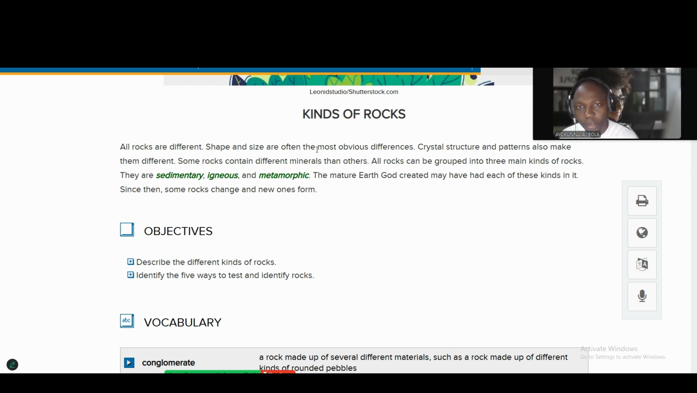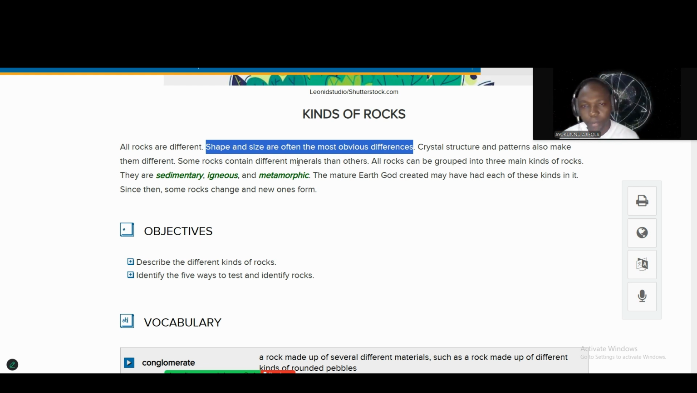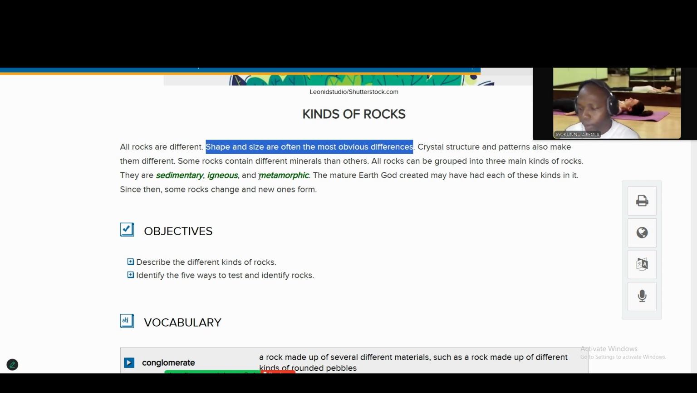Shape and size are often the most obvious differences in the kinds of rocks. That is, their shapes might be different, and their sizes will also be different. Crystal structure and pattern also make them different. Some rocks contain different minerals than others. All rocks can be grouped into three main kinds of rocks. They are sedimentary, igneous, and metamorphic.